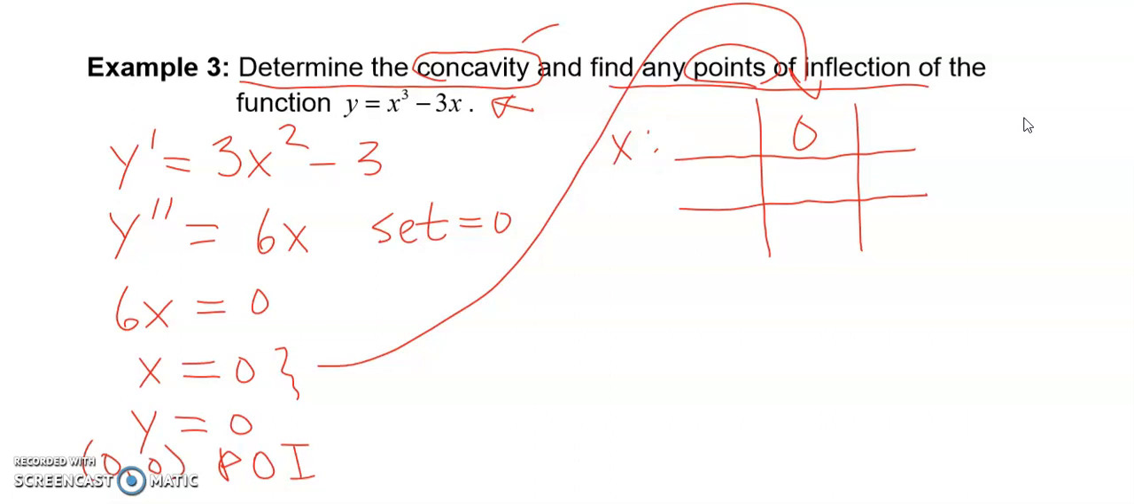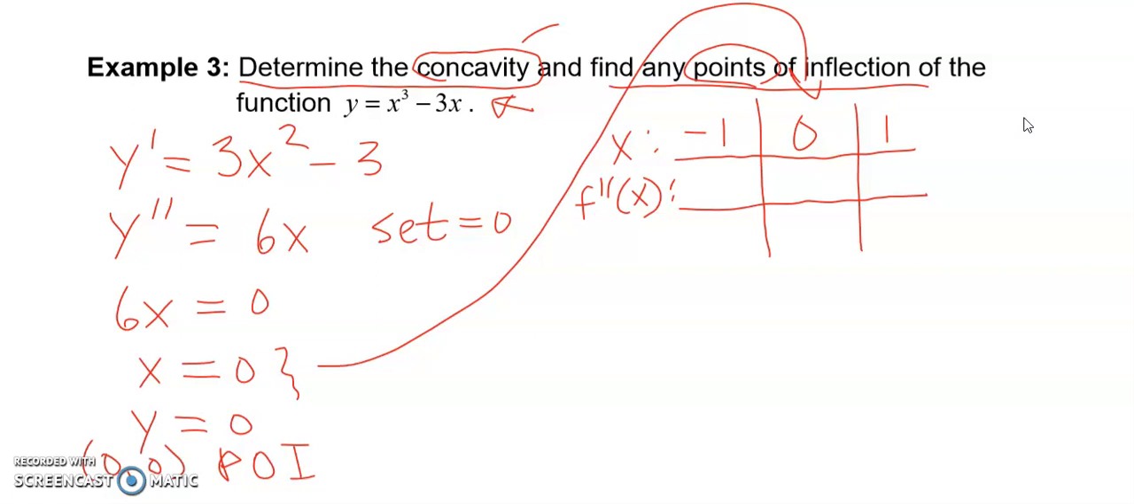You're going to pick a number a little bit smaller than 0 to go in the left column. So like -1 would be fine, just like we did with the table yesterday. Pick a number a little bit bigger than 0 to go to the right side, like a positive 1. But now, instead of using the first derivative here in the middle row, you're going to use the second derivative, because it's the concavity you're concerned with.